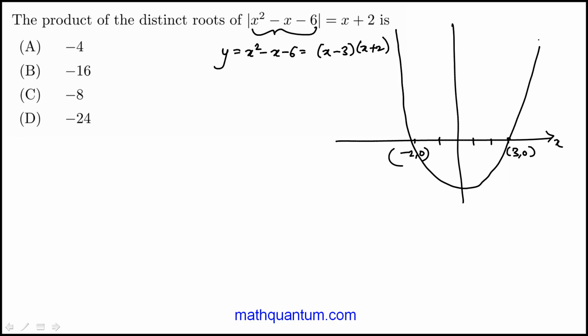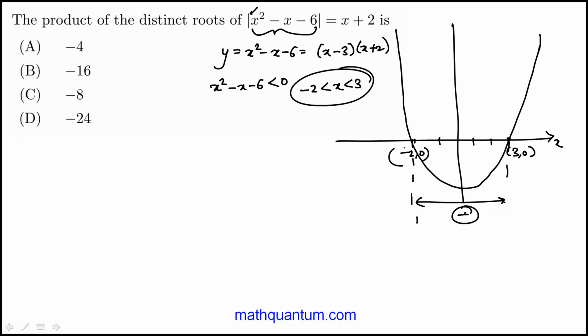Now, how does this graph help me figure out? Well, before I remove the absolute value, I need to know if the expression inside is positive or negative. So you'll see between minus 2 and 3, it's negative. That means that x squared minus x minus 6 is negative for x between minus 2 and 3. I'll come back to the equality when we look at the positive side. So you can either include it here or later.